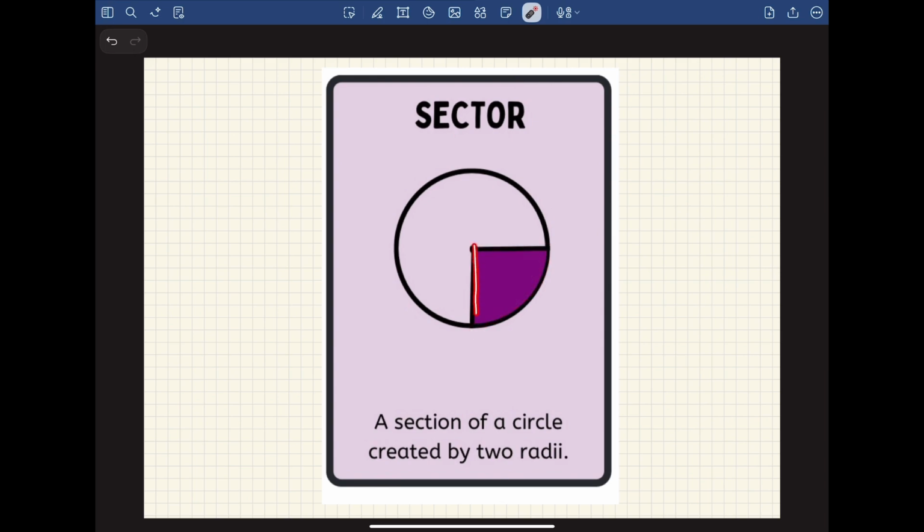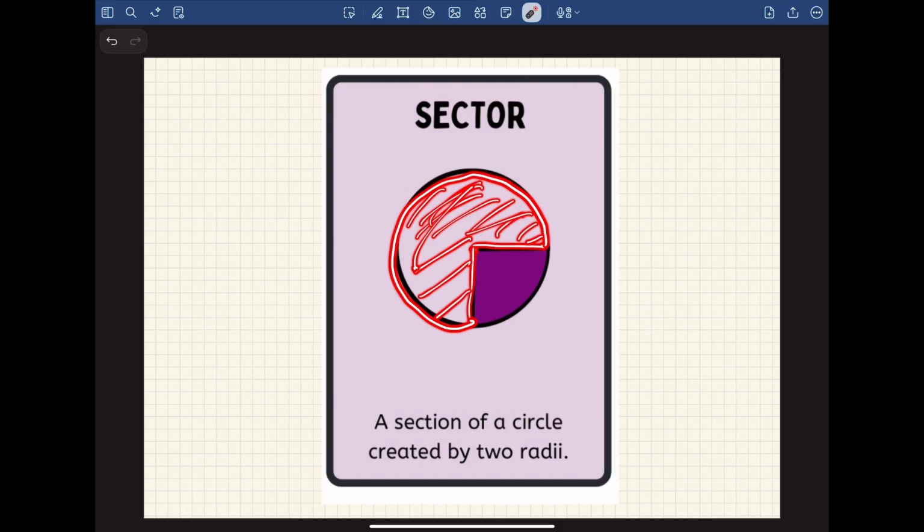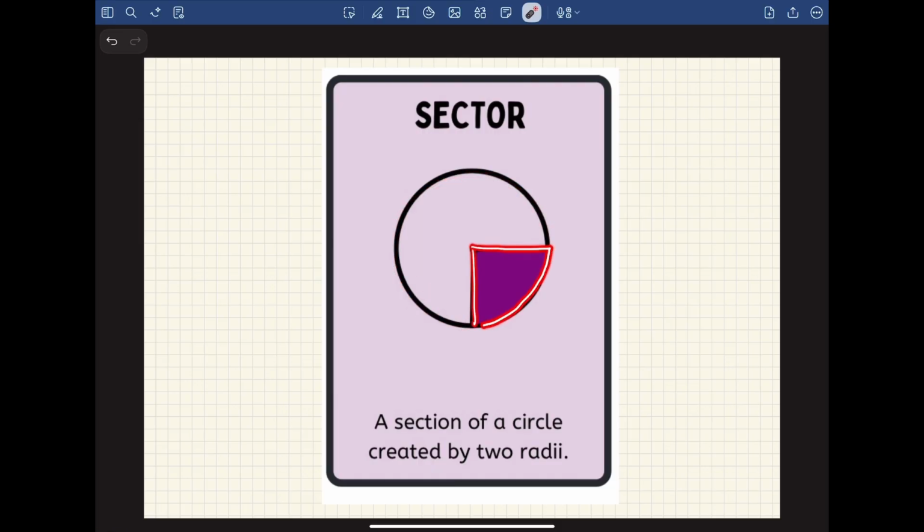Again, these two radii and a minor arc make a minor sector, okay? And similarly, if you have a look at the other part of the circle, two radii and the major arc will create a major sector. Okay, they are also informally known as the minor sector is known as the pizza slice, and the major sector is known as the Pac-Man.